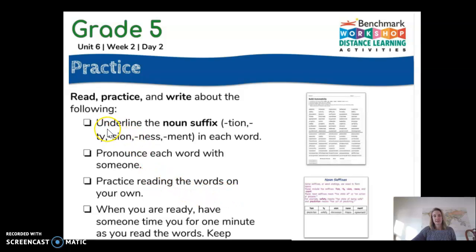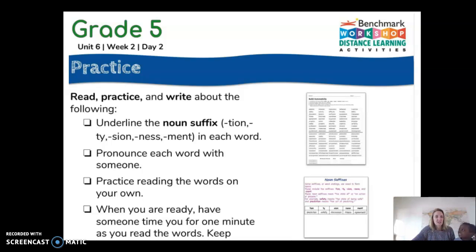So today we're going to underline a few noun suffixes. We're going to be looking for shun, ness, and meant. So those are the suffixes we're looking for, and we're going to underline those. In a minute I'll show you the list and we can find the first couple together. And then we're going to pronounce each word with someone.